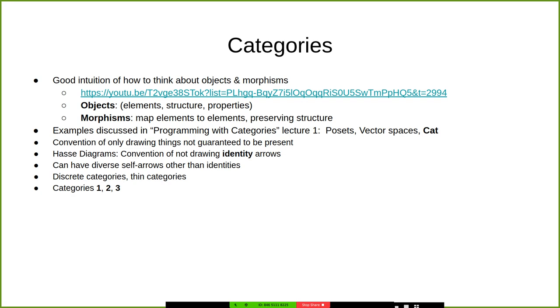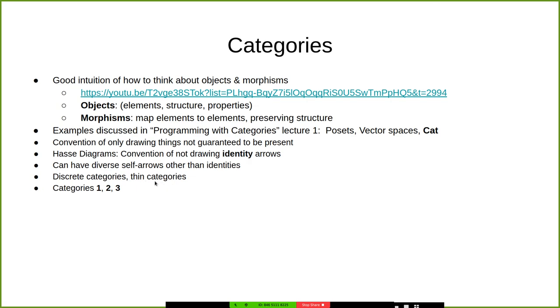I mentioned this convention of only drawing things not guaranteed to be present. These Hasse diagrams are how we draw many of these. There's another convention or tradition of drawing what are called string diagrams, okay? And as I mentioned, you can have diverse self-arrows other than identities.